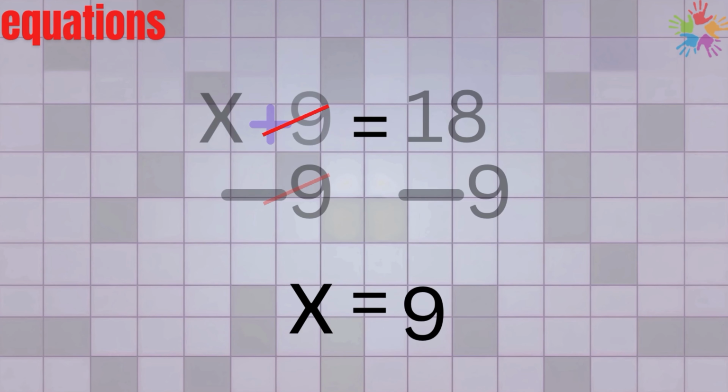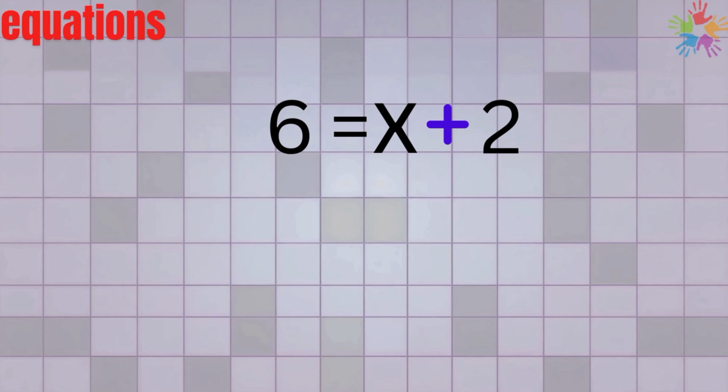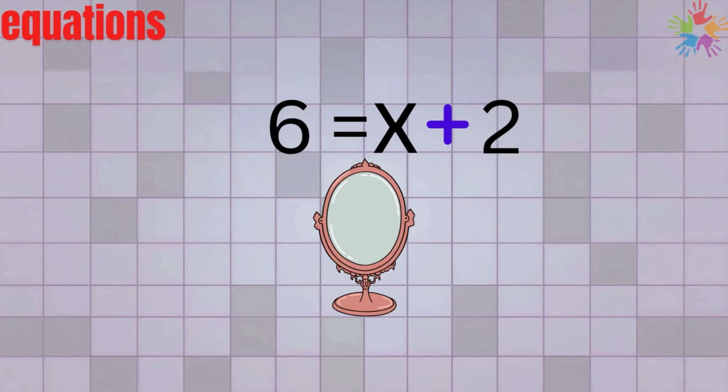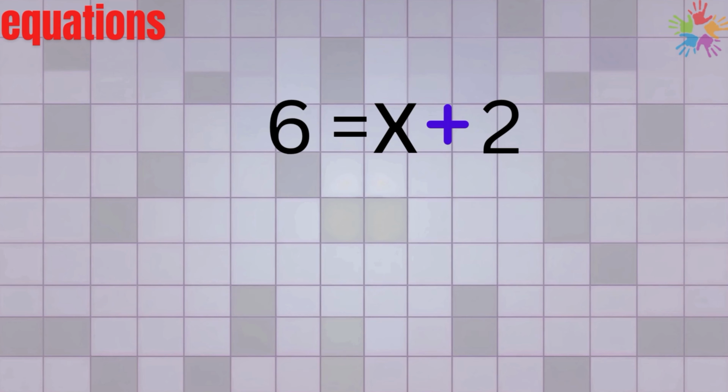But here's something that can trick you. What if the variable does not come first? Sometimes the equation begins like this. 6 equals a variable plus 2. That might feel backward, but it is not. The equal sign is like a mirror. Both sides are still equal, so we solve it the same way.